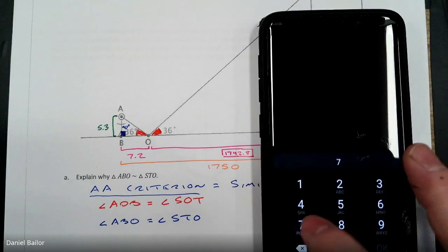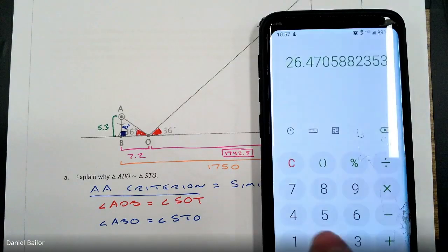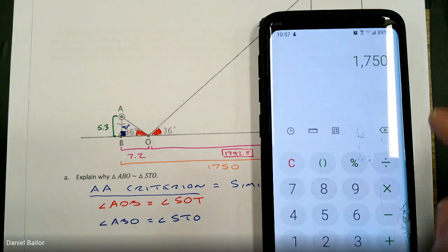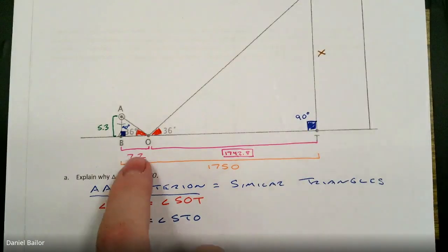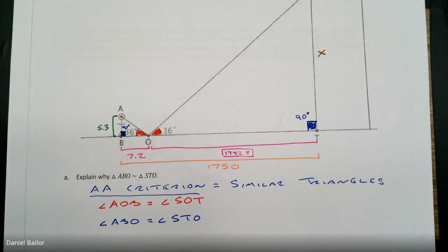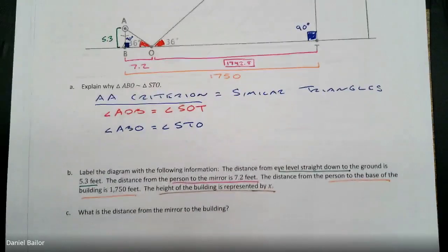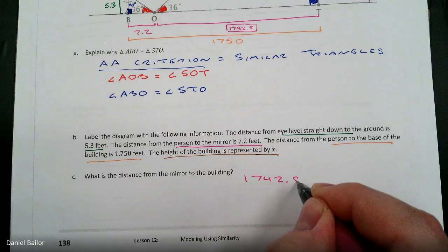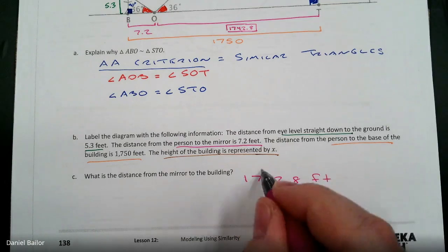Let's check it with the calculator just to be sure. Let's do 7.2 plus 1742.8, and we get 1750. So this piece and this piece makes 1750. So we can write that down right here for part C: 1,742.8 feet is the answer to C.